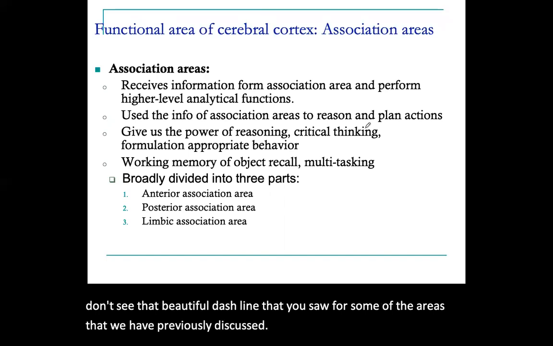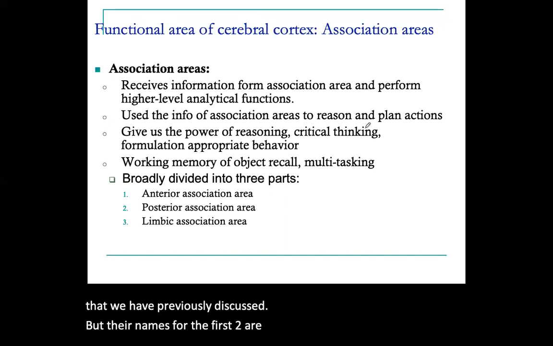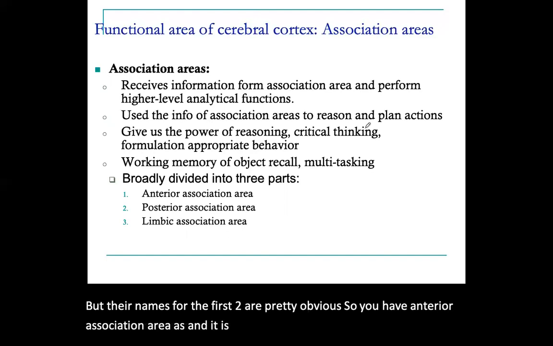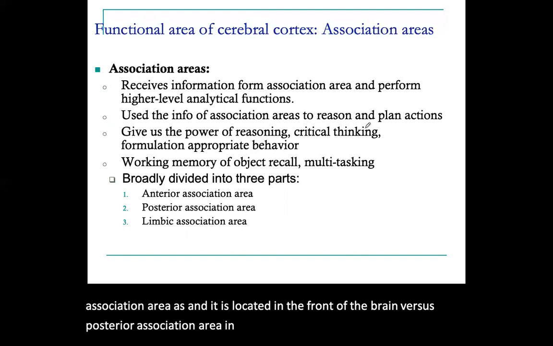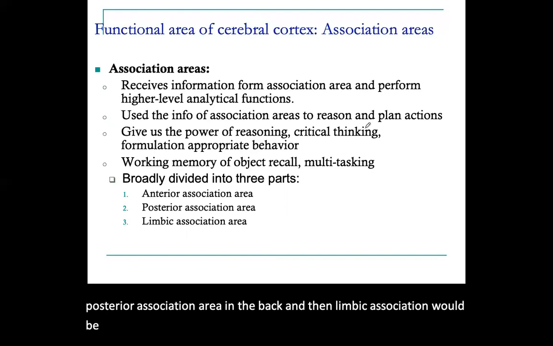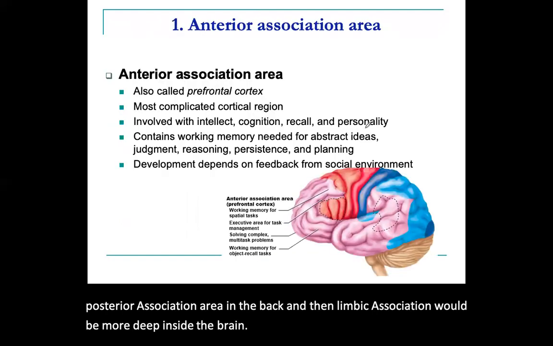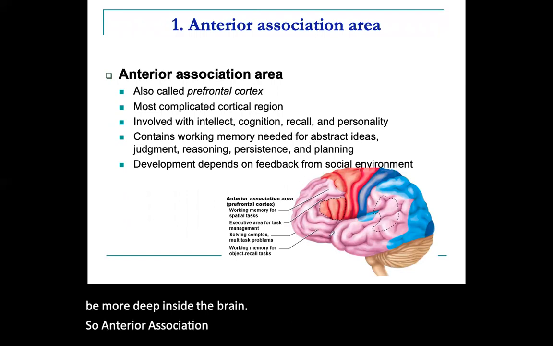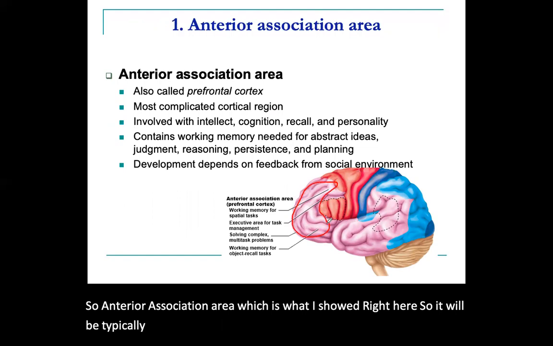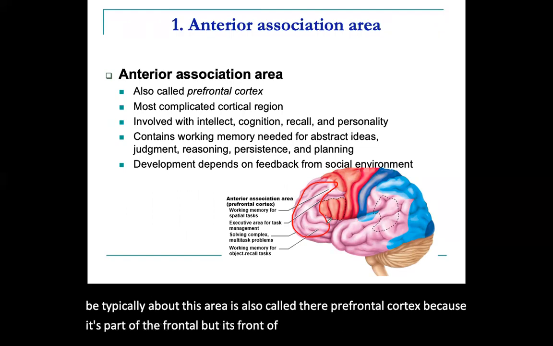But the names for the first 2 are pretty obvious. So you have the anterior association area, as in it is located in the front of the brain, versus the posterior association area in the back. And then limbic association would be more deep inside the brain. So the anterior association area, which is what I showed right here, would typically be about this area. It's also called the prefrontal cortex because it's part of the frontal, but it's front of the front, if you want to think about it.